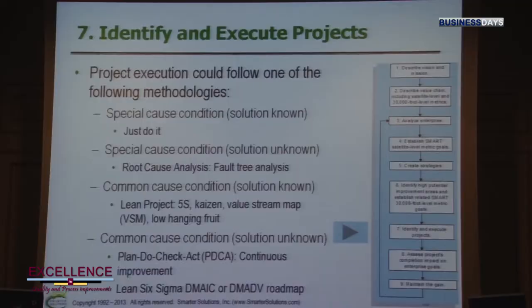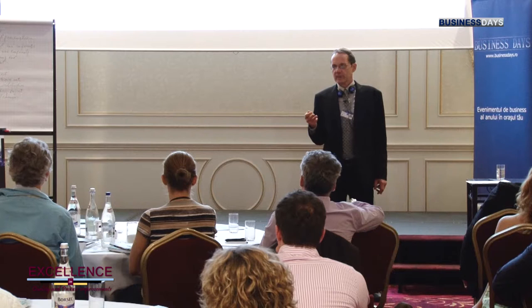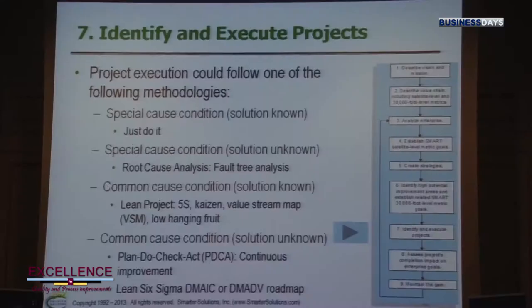Now, what if we've got a special cause condition and you don't know the solution? Well, what you could do is a root cause analysis, a decision tree and a fault tree analysis to help you figure out what you might do differently. Okay? And then you're going to go and address it. So this, again, is a special cause condition, and we don't really know what the issue is, but we might get the right people in the room and do a root cause analysis that helps us figure out what we ought to do differently.